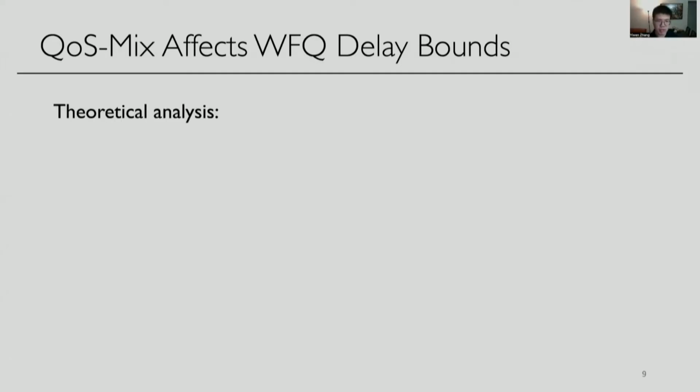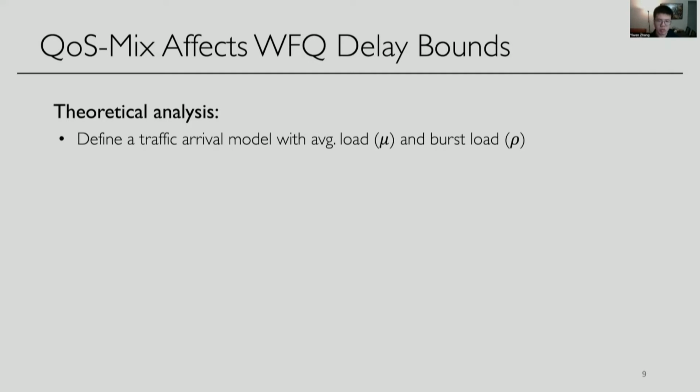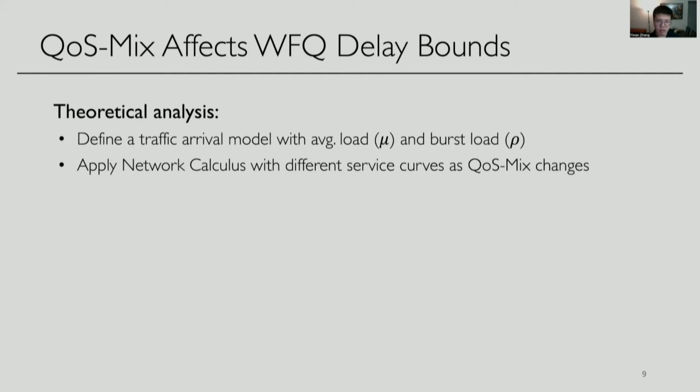To perform the theoretical analysis, we use the following approach. First, we define a traffic arrival model with average load and burst load. And then we apply network calculus to solve for the delay bound with different service curves as the QoS-Mix changes. We have a detailed derivation of these delay bound equations in the paper, but today I'll show you how the delay bound looks using an example with two QoS levels.